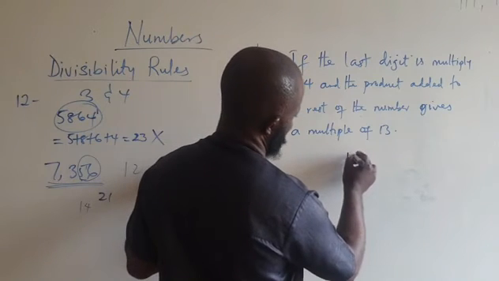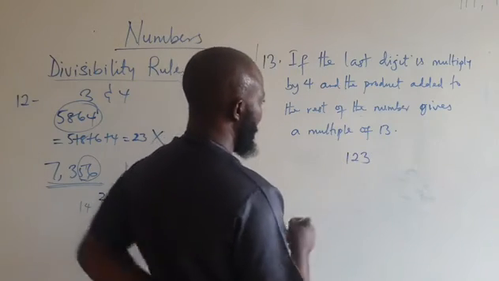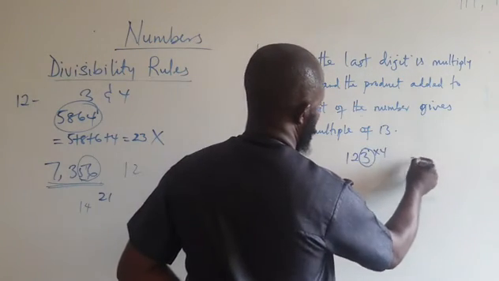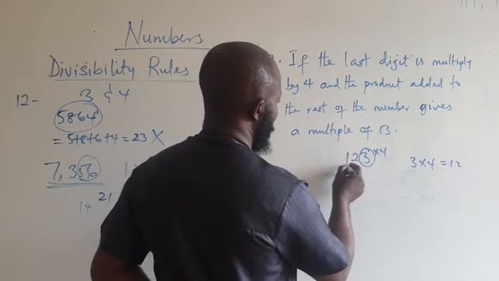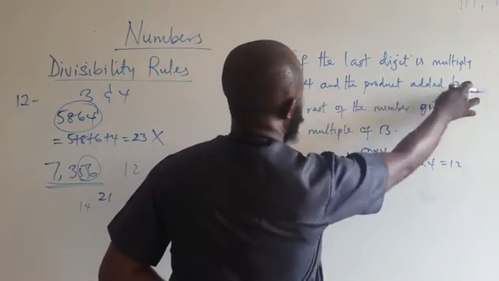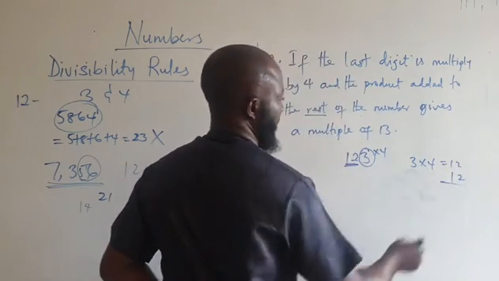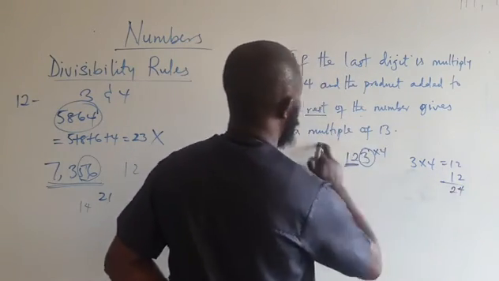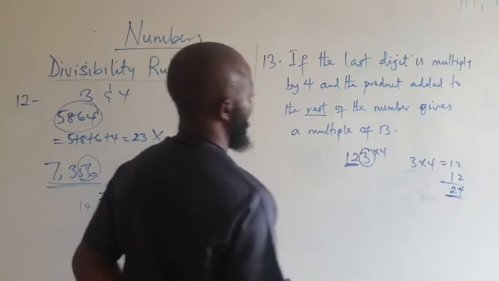Let's say 123. We want to check if this is divisible by 13. The rule is this: the last digit, which is 3 here, we multiply by 4. So that is 3 times 4, which gives us 12. Then the product is added to the rest of the number. The rest of the number is 12, so 12 plus 12 is 24. Is 24 a multiple of 13? No. 24 is a multiple of 12. Exactly. So let's look at another example.